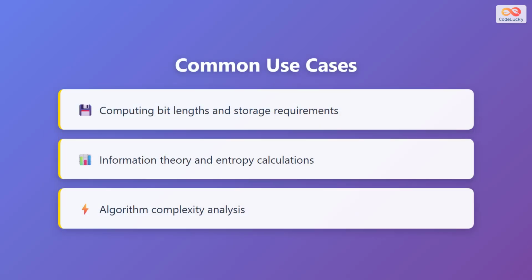Base-2 logarithms have several practical applications. They're commonly used for computing bit lengths and storage requirements in computer systems. In information theory, they're essential for entropy calculations and measuring information content. They're also useful in algorithm complexity analysis, particularly when analyzing divide and conquer algorithms.